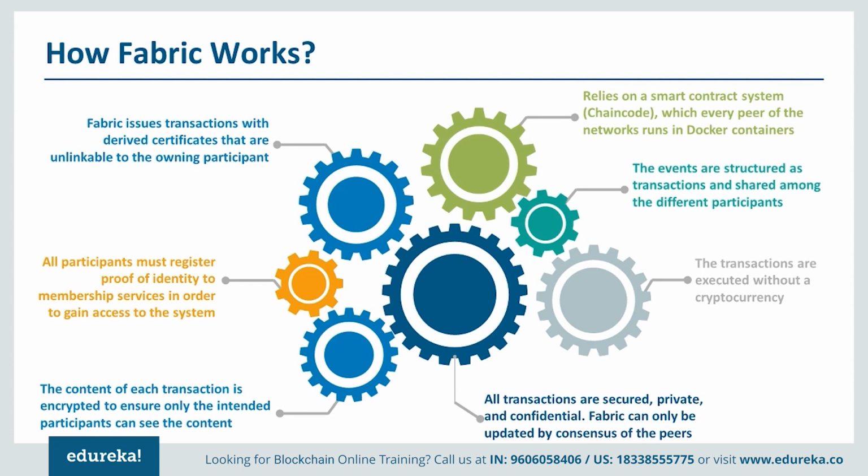Fabric can only be updated by consensus of the peers. The transactions are executed without a cryptocurrency. The events are structured as transactions and shared along with the different participants. It relies on the smart contract system where each peer of the network runs in a Docker container.